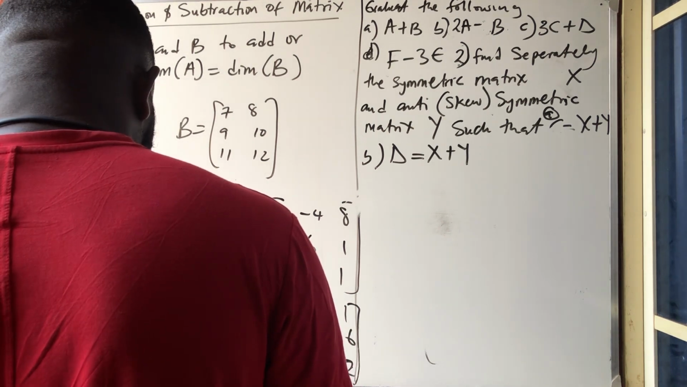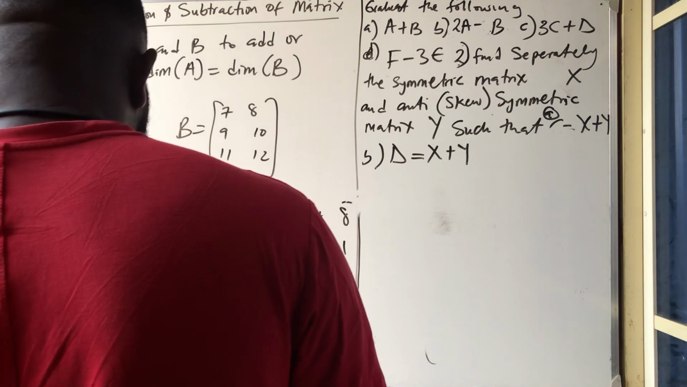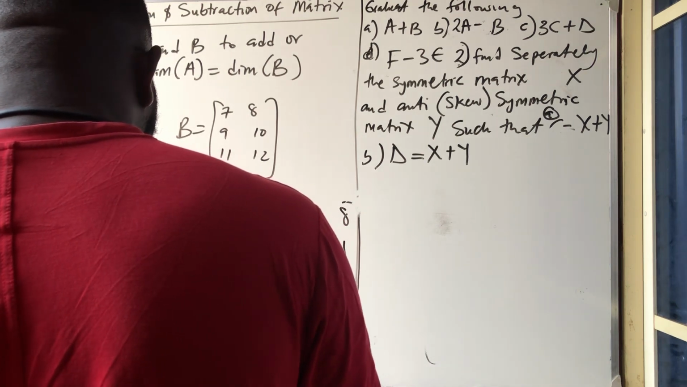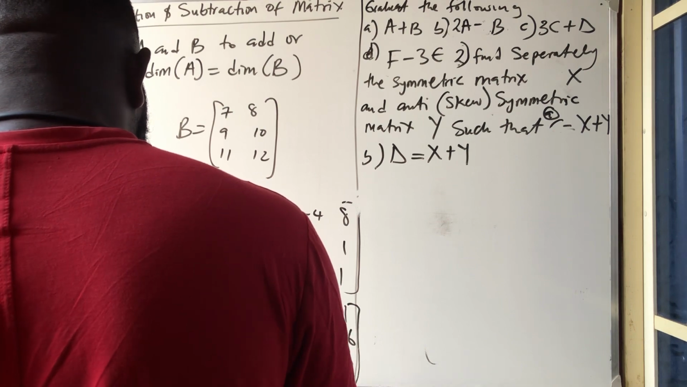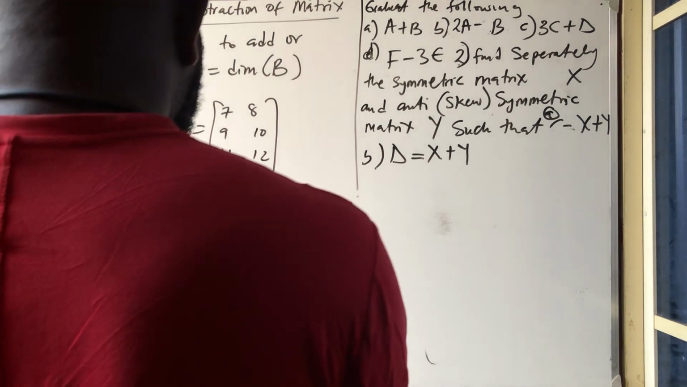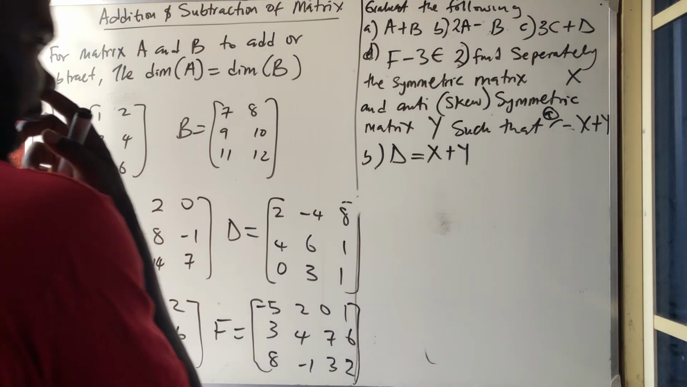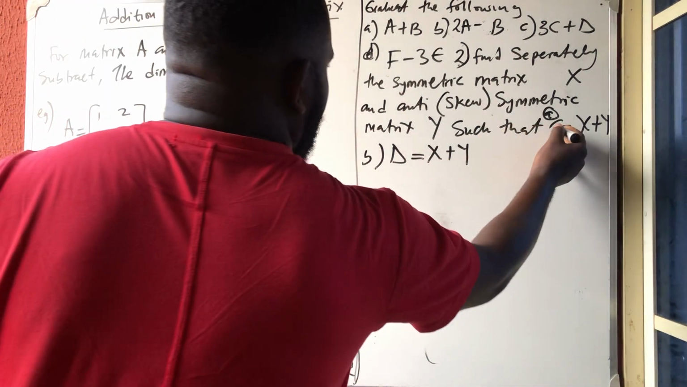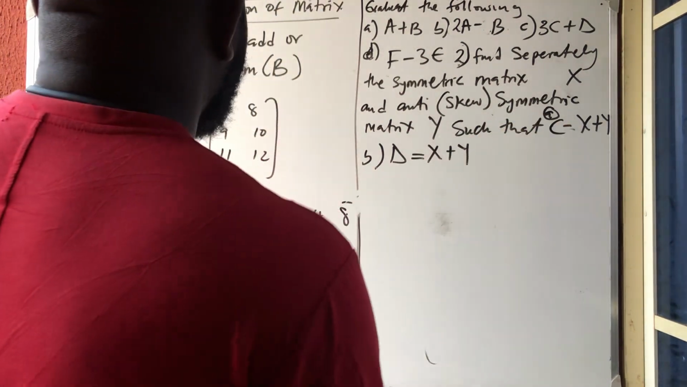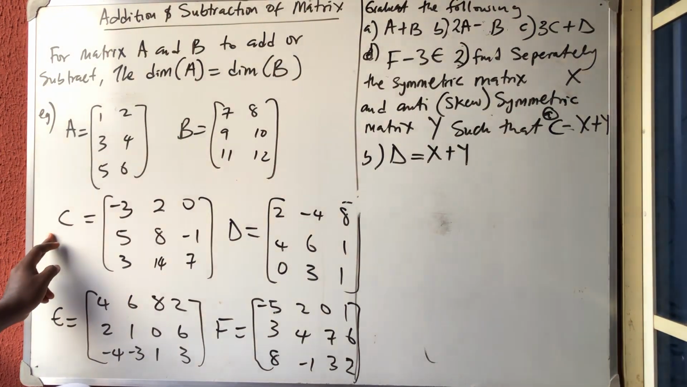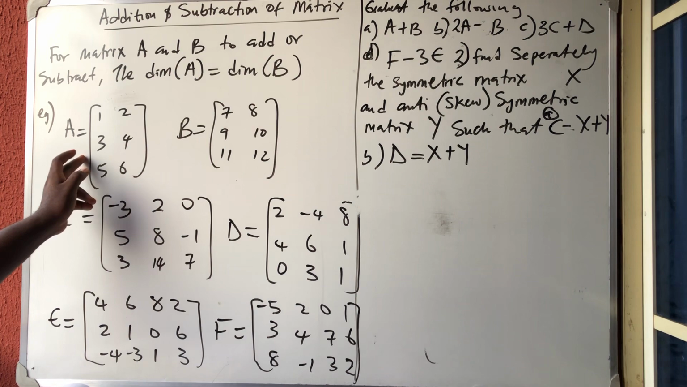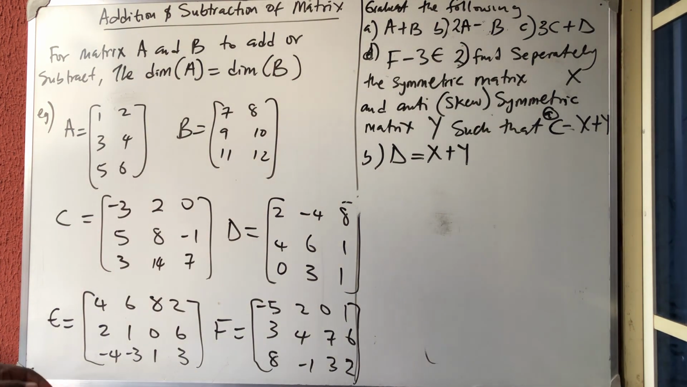So the next one now is, don't forget that before you add or subtract, the first thing you will check is the dimension. If the dimensions are equal, then you can add or subtract. For example, if I say A plus D, it can never work. Why? Because the dimension of A is not equal to the dimension of C. So they can never add or subtract.